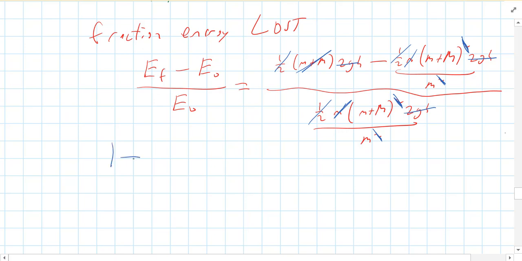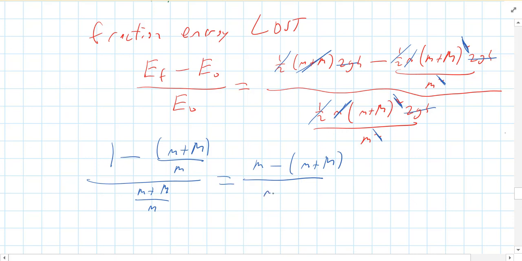So we have 1 minus, we end up with (m + M) over m divided by the same thing, (m + M) over m. Now I'm going to multiply the top and bottom of that big fraction by the m, and I get the following: m minus quantity (m + M) over (m + M). Up in the numerator, m minus m is 0, and we have a minus M over (m + M). That's the fraction you lost. If you wanted a percent out of that, you just multiply it by 100.